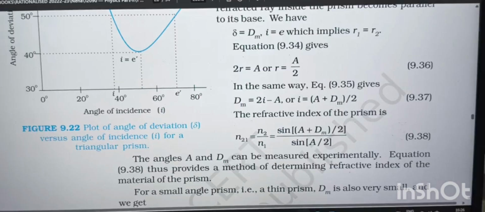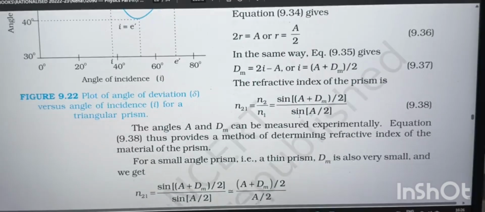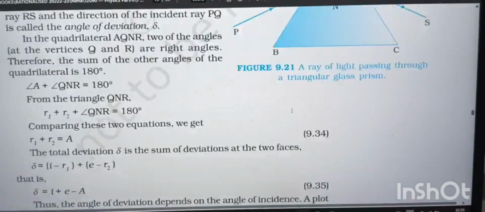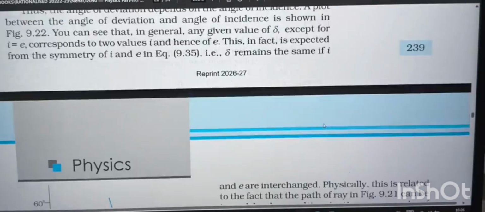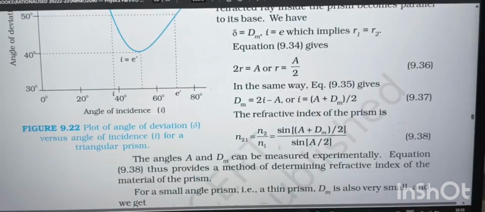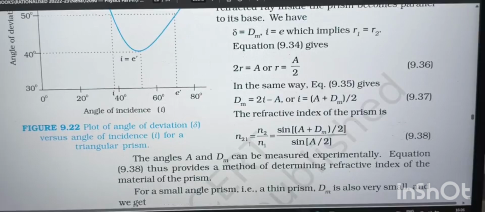Now if they are going to ask the refractive index, generally while doing the experiment we can know A is nothing but this angle of prism. Generally if it's equilateral you will get 60 degree. So whenever they give you a prism, you will measure this angle and you will be able to measure the deviation, and then you can find the refractive index.